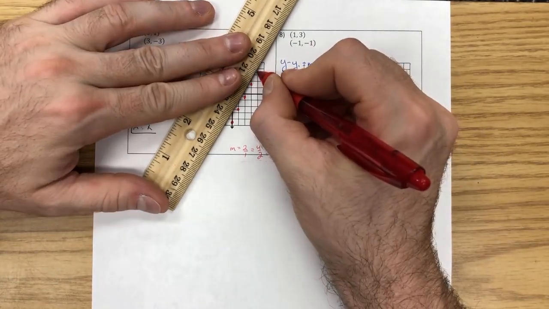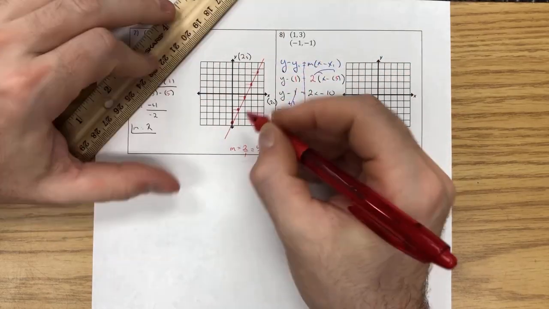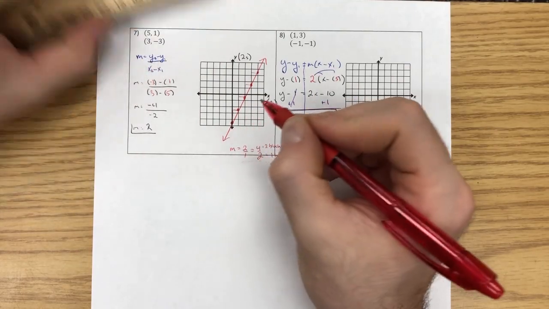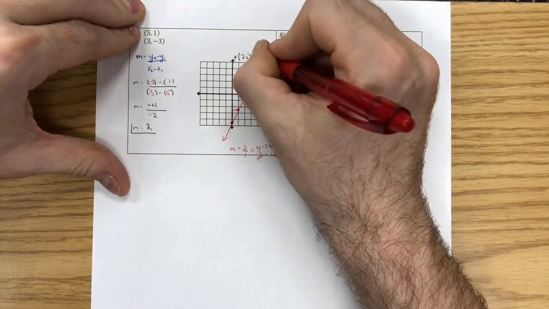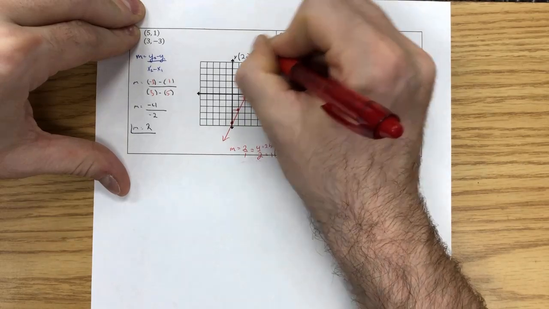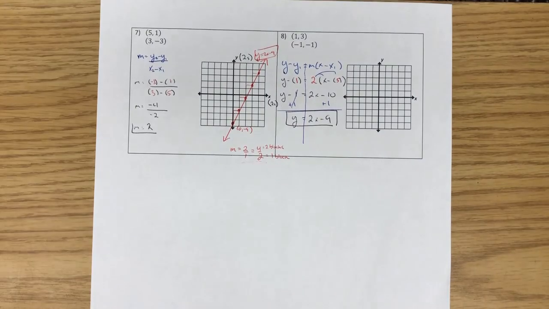I'm going to connect all my points. Draw my arrows. I'm going to label it as y equals 2x minus 9. And label my point down here as 0, -9. Boom. There we go.